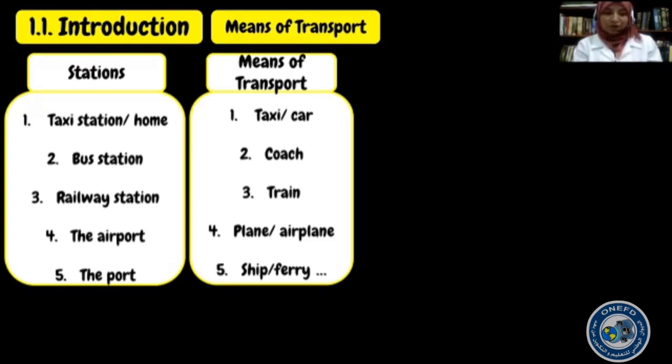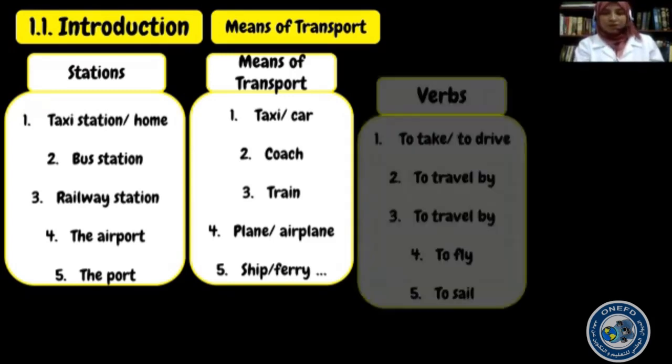Second, we have the coach. It departs from the bus station. Train, it departs from the railway station. Plane or airplane, it departs from the airport. And ship or ferry, it departs from the port.